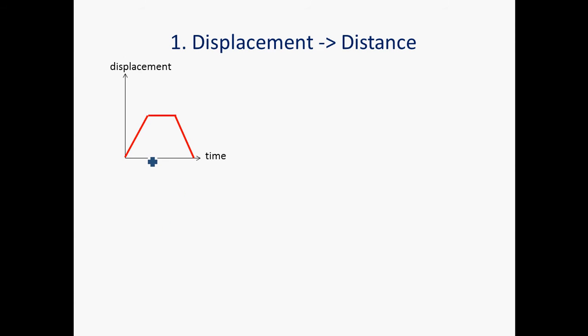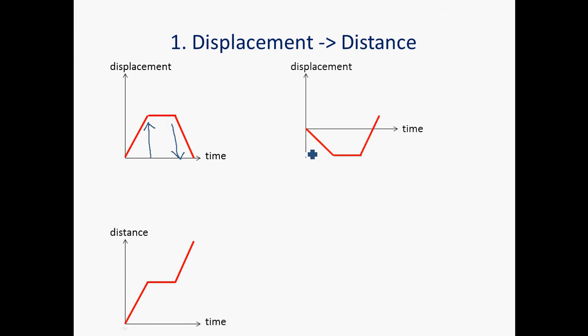Let's just examine this. There is an increase here, followed by constant, then followed by a decrease. So when there's an increase, the distance will increase. Here it will be constant, and then there will be a second increase. So we're going to get a graph of this shape. Now how about this kind of graph?